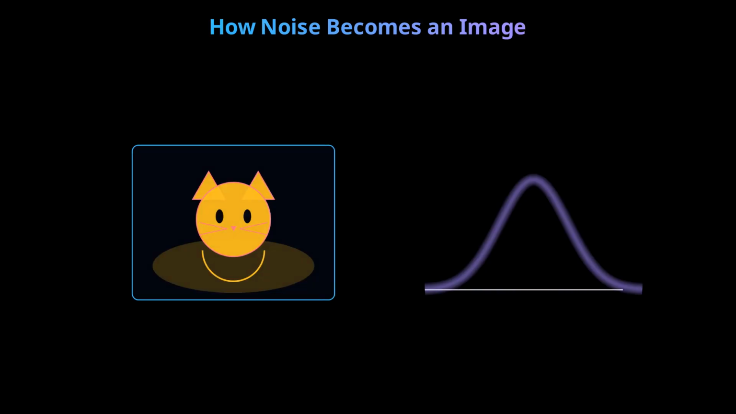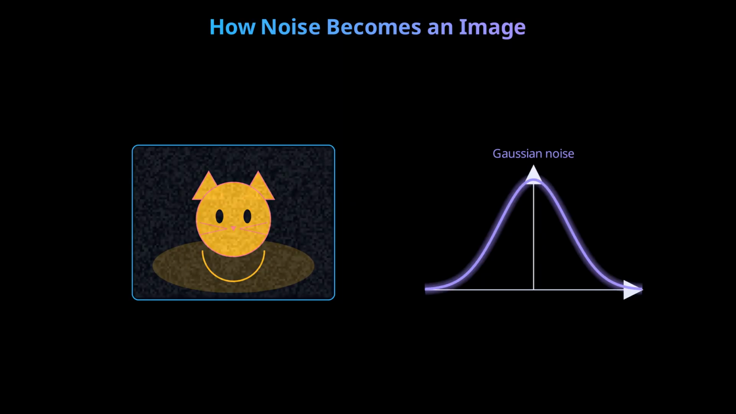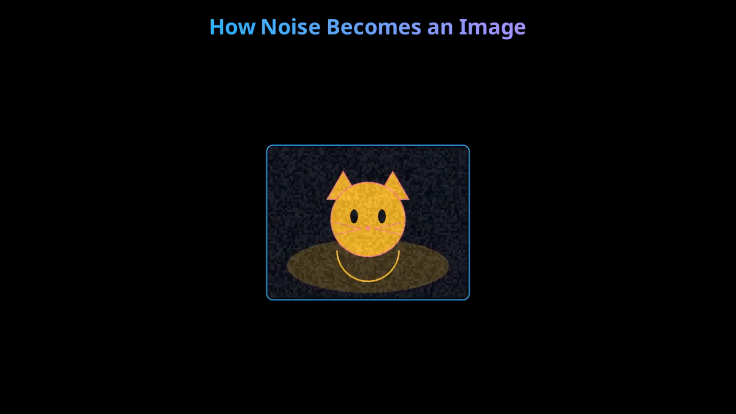We take our clean image and add a small amount of Gaussian noise. Gaussian just means the noise values follow the familiar bell curve, mostly small nudges, occasionally larger ones. One dusting of noise barely changes anything. The cat is still obviously a cat, but we don't stop at one step.